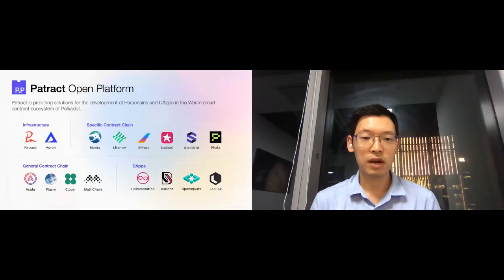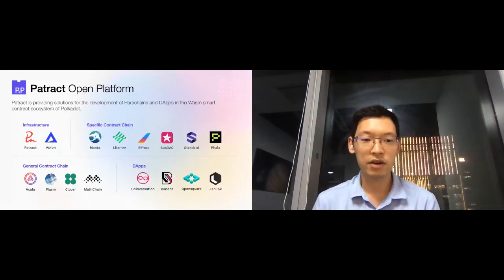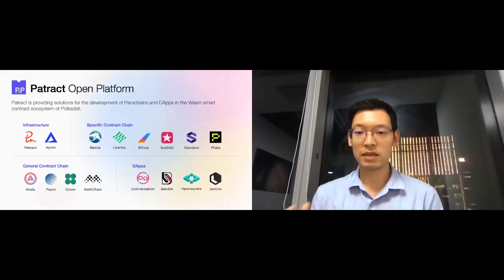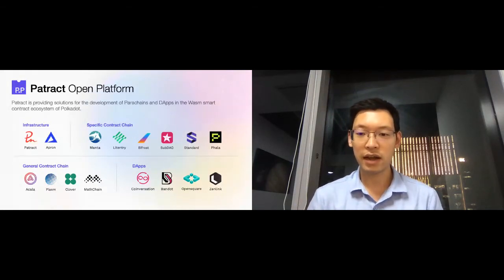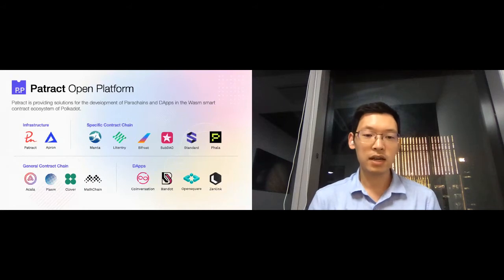Patract won't issue our own tokens or launch our own parachains, but as the technology provider, we help the parachains of the entire community to integrate the WASM contract module developed by Patract, and help the entire community to develop WASM contracts more smoothly. Therefore, we organized the Patract Open Platform, with about 10 parachains and 4 dApps by now. Some of them are focusing on privacy and ZK.